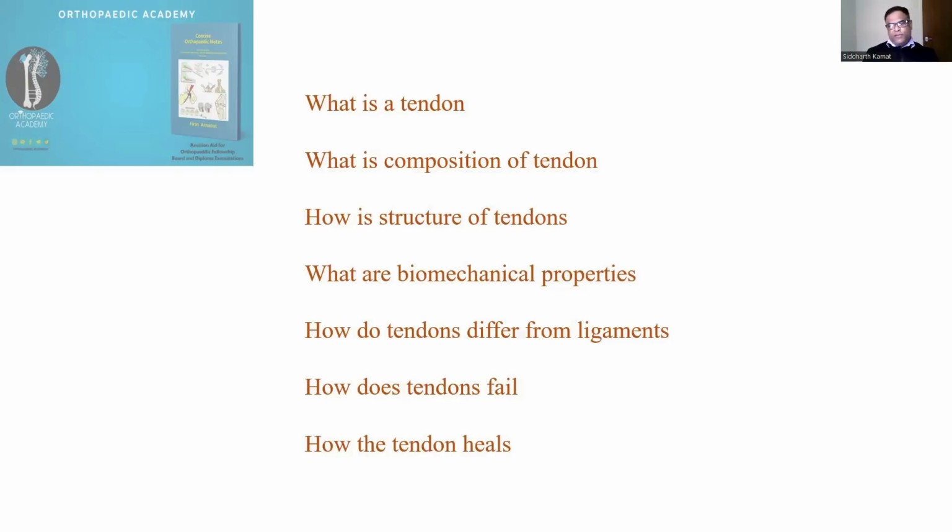The last stage is the stage of remodeling, which starts after 21 days and gets over by 6 months. However, tendon continues to gain strength almost up to 1.5 years. A repaired tendon is weakest between 7 to 10 days. This is a very important point and will be asked in examination.